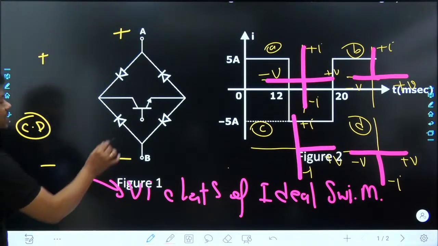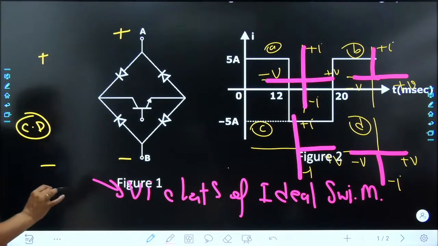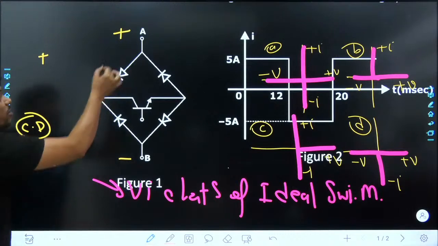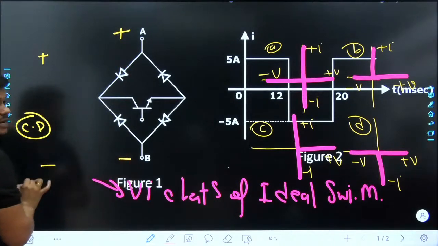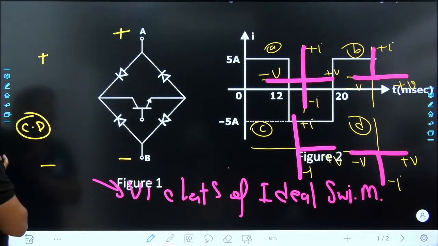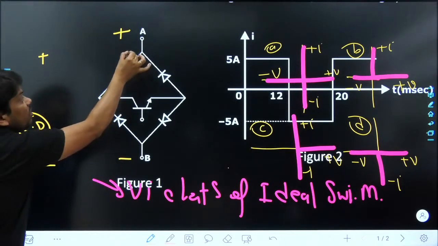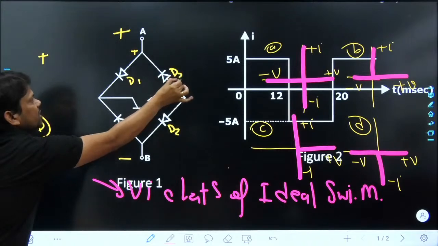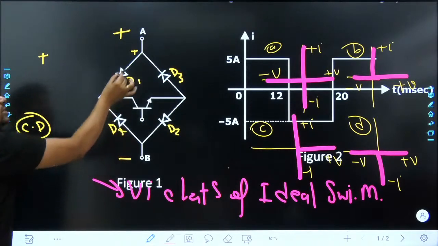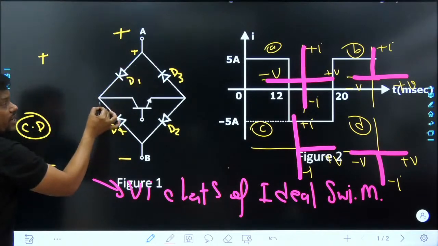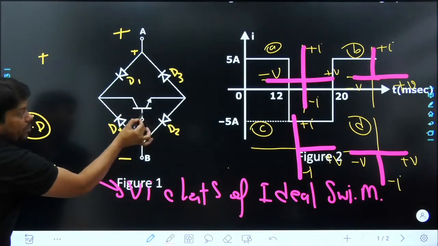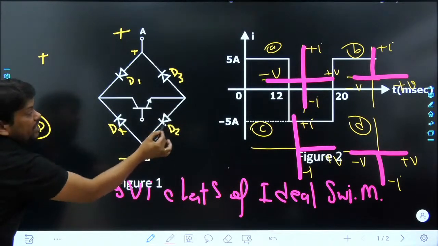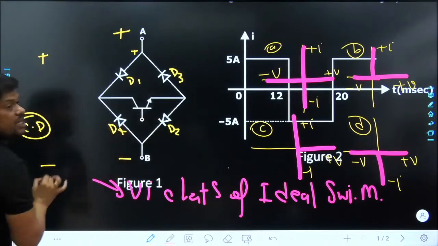Now see, my dear friend, this BJT is a controlled device, we know it. The moment we apply positive here and negative here, see properly what will happen. I want to give names to the diodes: D1, D2 and D3, D4. Now this device D1 starts to conduct, but this BJT will oppose. Similarly, this device D2 will start to conduct, but this BJT will oppose.